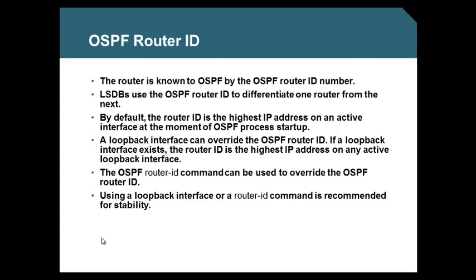Which interface? Loopback interface. Now, what if I don't have any loopback interface? If you don't have a loopback interface, physical interface. If you have multiple physical interfaces, again the same rule, highest IP address from the physical interfaces. So this is how a router ID is elected.